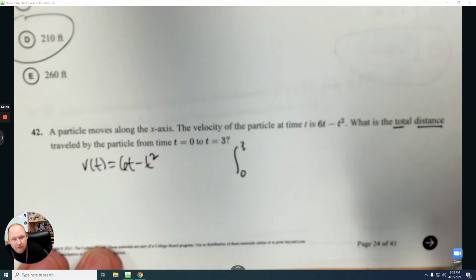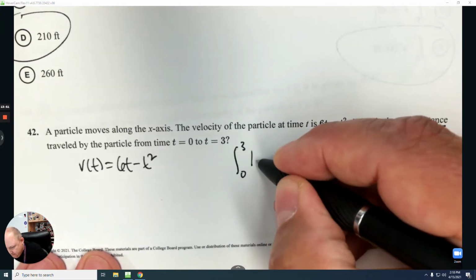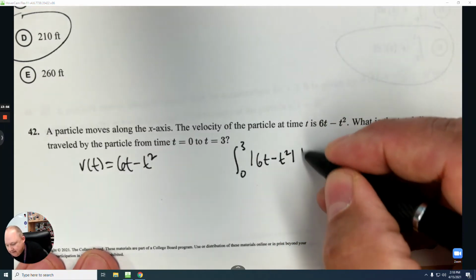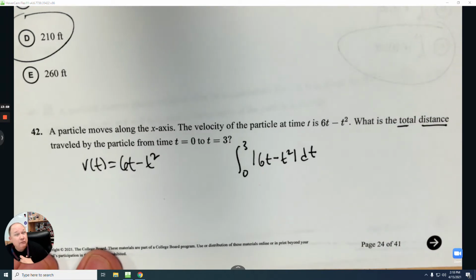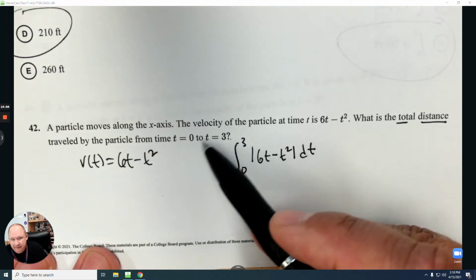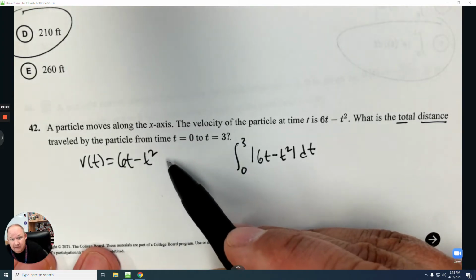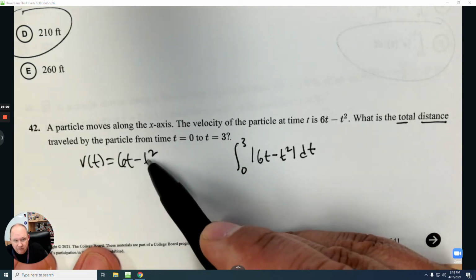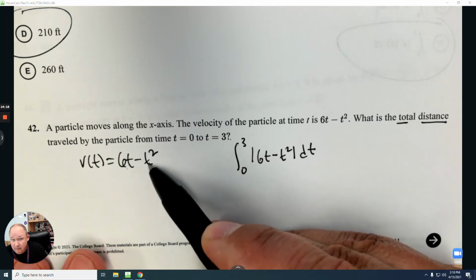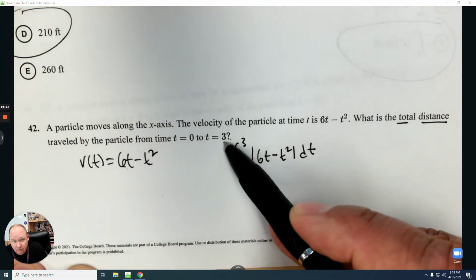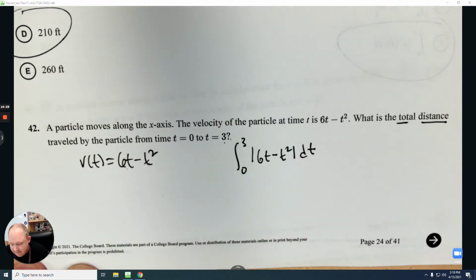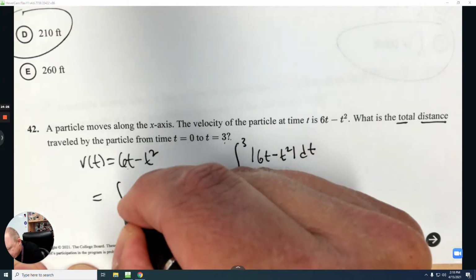It's the absolute value of 6t subtract t squared. Now, I'm not going to integrate in terms of absolute value, but this is what I am going to do. I want to know from 0 to 3, are the values always positive, or are there some negative values in there? If I plug in 0 for t, it's 0. If I plug in positive 1, it's positive. Positive 2 is positive. Positive 3 is positive. All the values from 0 to 3 are positive. So the bars are unnecessary because all the answers are positive, and I can just integrate without the bars.